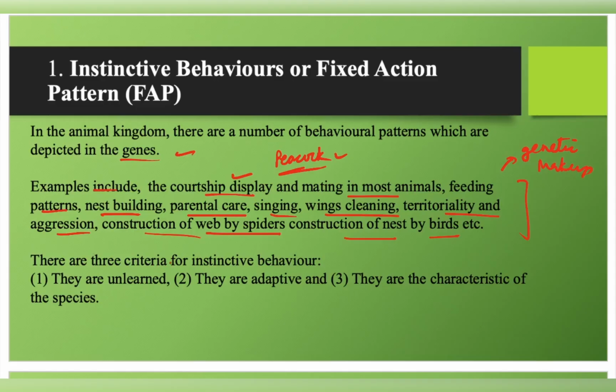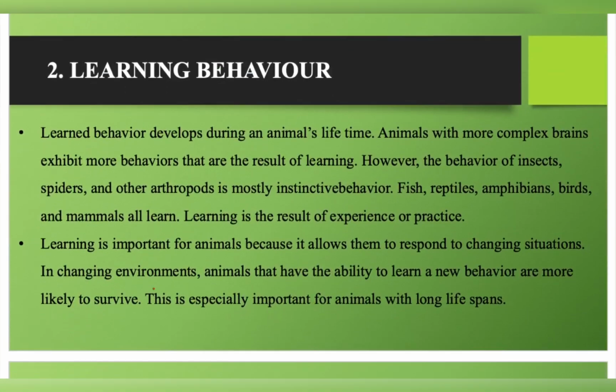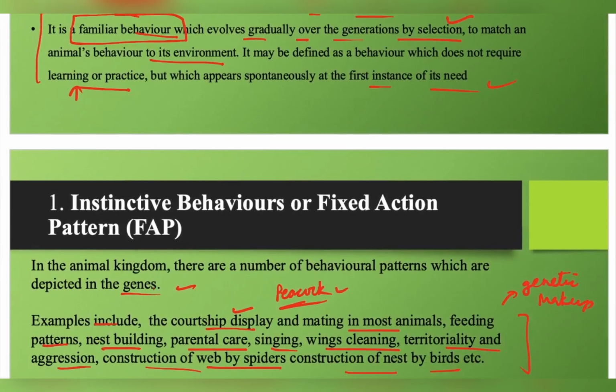And there are three criteria for instinctive behaviors. Number one, they are unlearned. So you don't learn these behaviors. That is why they are called inborn, right? They are adaptive, and they are the characteristic of a species. For example, a particular species of spider constructs its web in a certain way, and that is special for that particular species. So they are characteristic of the species, right? So this is all about the instinctive behavior.